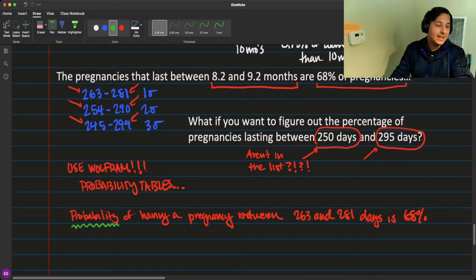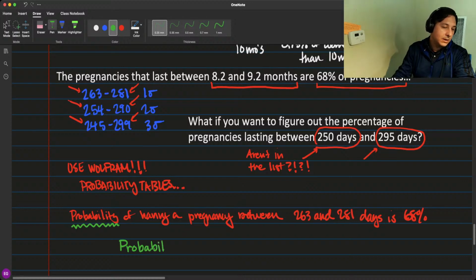Okay, so the command to calculate probabilities in Wolfram is called Probability. Let me write that nicer. So the command to calculate probabilities is Probability. Then you're going to have to put stuff inside of there to tell Wolfram what you're doing. So notice my brackets.